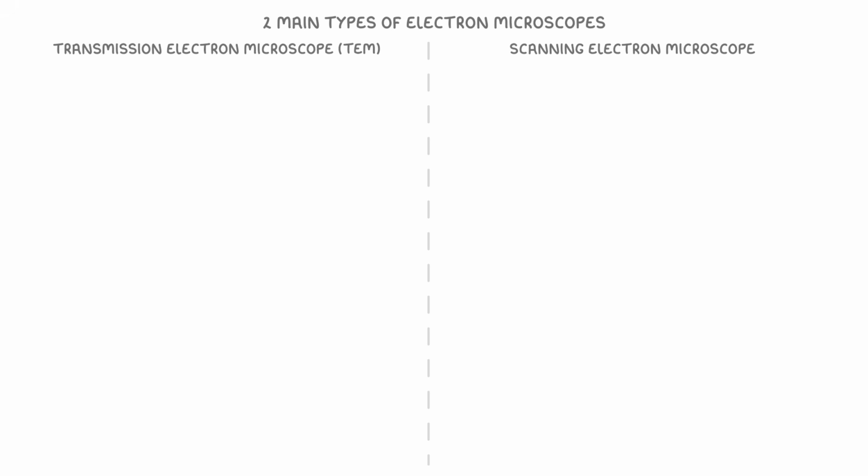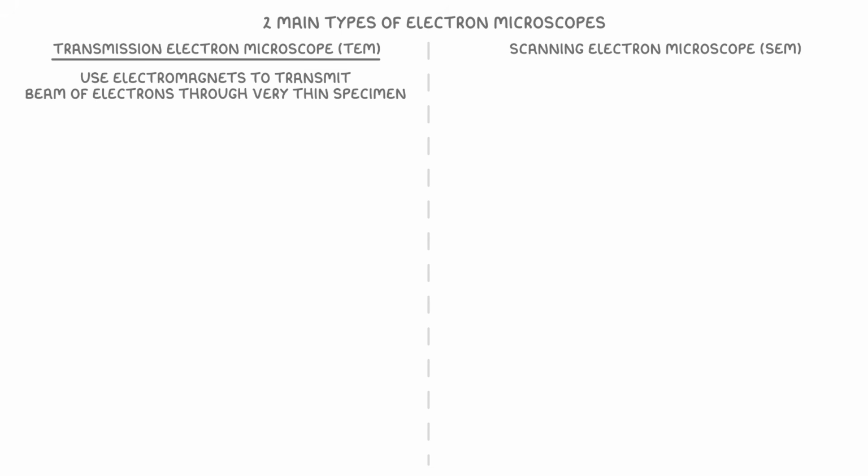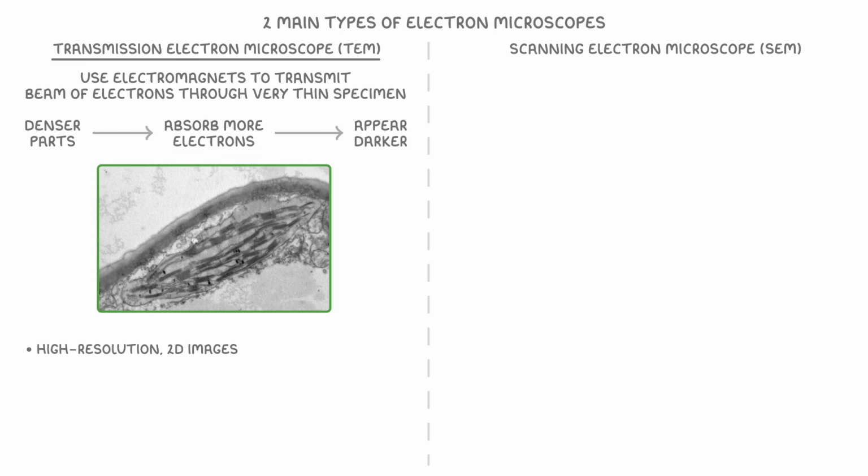Next then, let's look at the two main types of electron microscopes. The transmission electron microscope, which we usually just call a TEM, and the scanning electron microscope, or SEM. Let's start with TEMs. TEMs use electromagnets to transmit a beam of electrons through a very thin specimen. When the electrons pass through the specimen, the denser parts absorb more electrons, which makes them appear darker in the final image. TEMs are really good at producing high-resolution, two-dimensional images that show us the internal structures of cells, like this one showing the inside of a chloroplast.